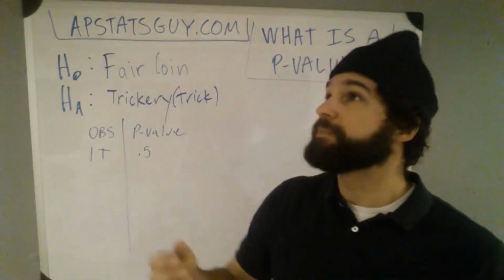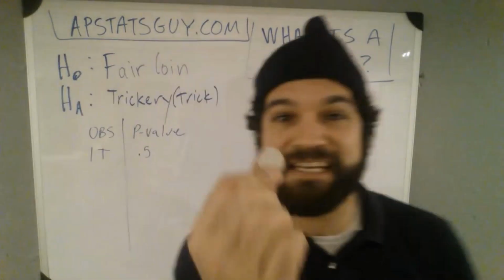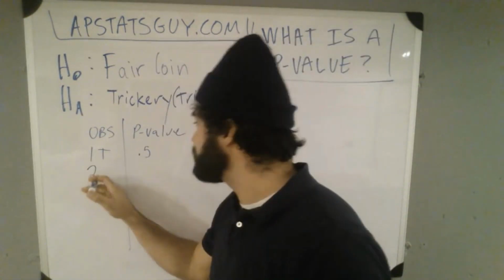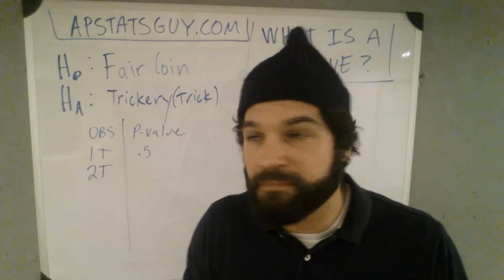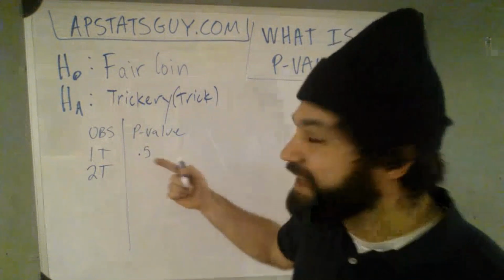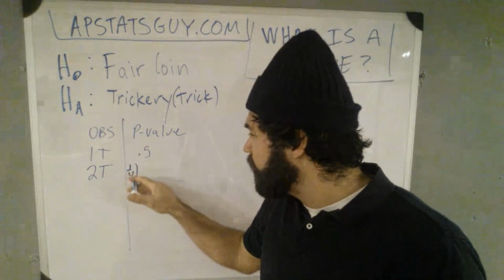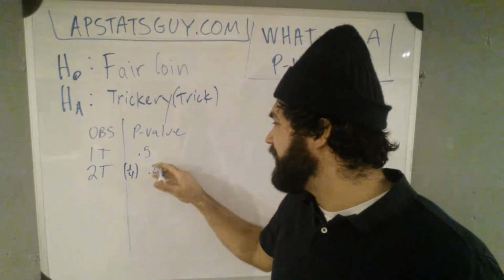Okay? I flip it again. Whoa. Oh, look at that! Tails again! I can't believe it. So, tails twice. Two tails. Now do you believe that it's a trick coin? Do you believe something trickery is going on? You'll say, no, man, this happens about half the time. This happens about 1 out of every 4 times you flip a coin twice. So it's about a 0.25 p-value.